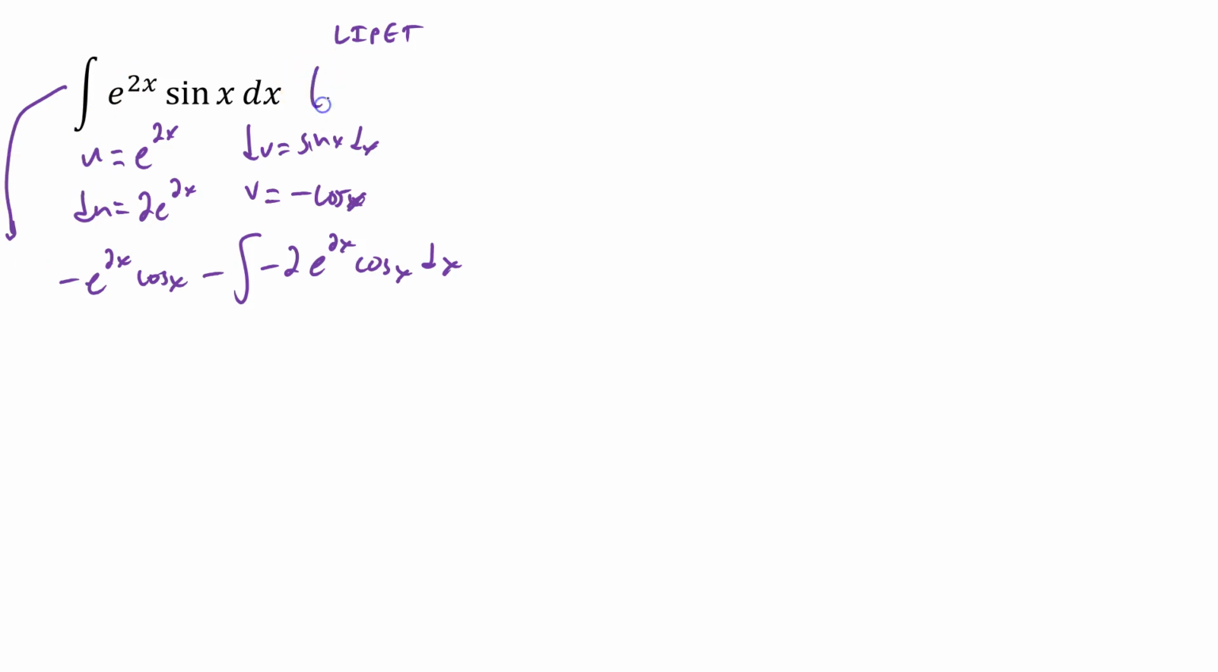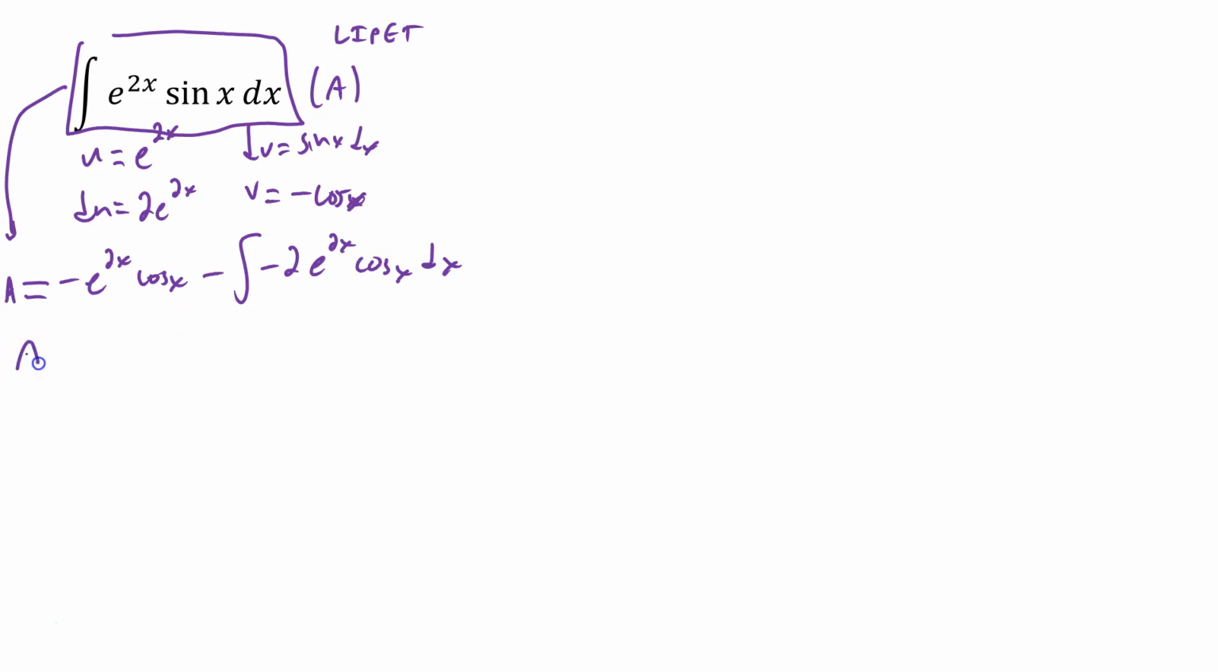So let's call this a. And I'm going to set a equal to this, uv minus integral v du. So my goal is to look for a the entire time. I'm looking for this thing to show up again. Right now it hasn't. I have a cosine over here, but I don't have a sine.